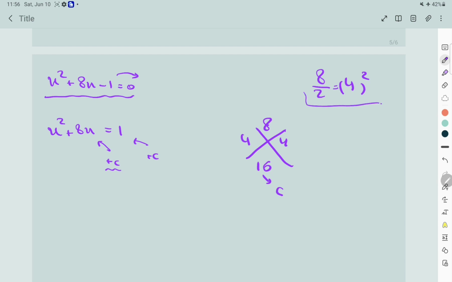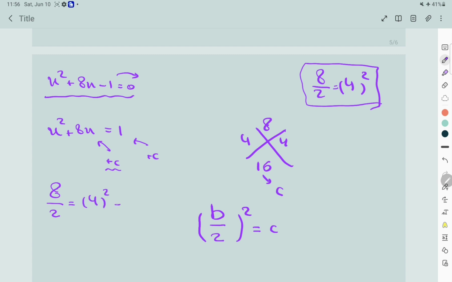And we also found a formula here. If you divide your b by 2 and then square the result, you get your C, which you have to add to both sides. So what you do is take your b, divide it by 2, and then square the result, which is 16. Sorry about that.